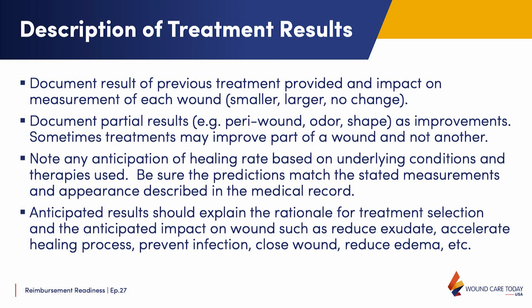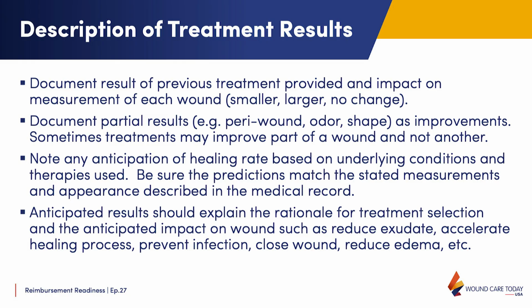This is the number one thing that auditors find lacking in the documentation, because each encounter is its own separate entity. So it's very important to document the results of any previous treatment provided and the impact on the measurement of each wound. Again, whether it's smaller, larger, no change, and so forth. Document any partial results. For example, if there's improvement in peri-wound, the odor, shape as improvements. Sometimes treatments may improve part of a wound and not others.